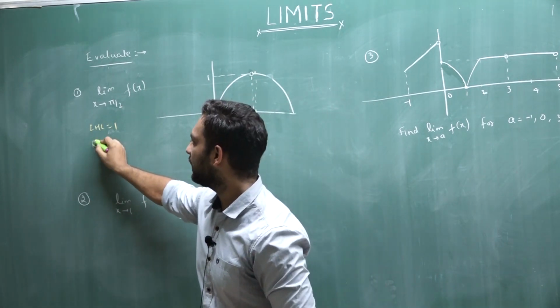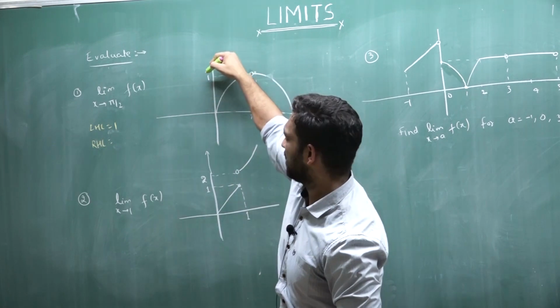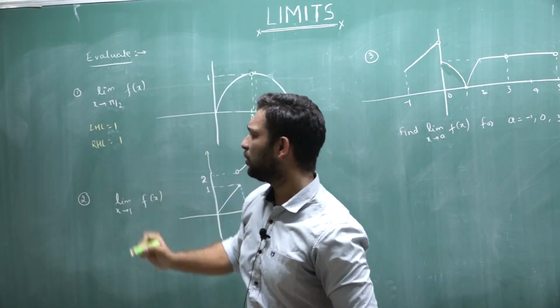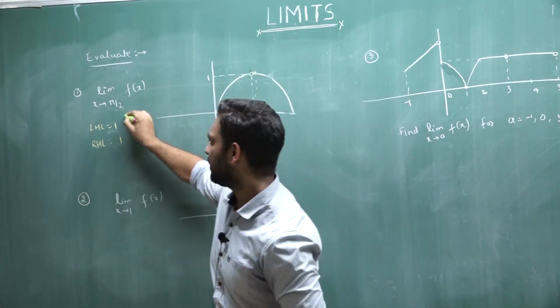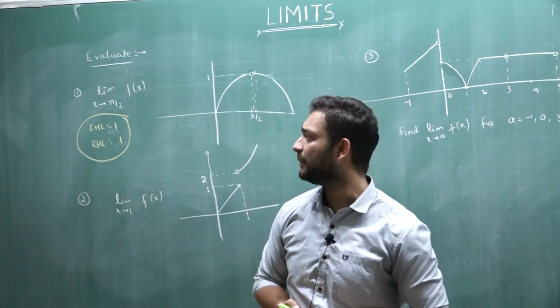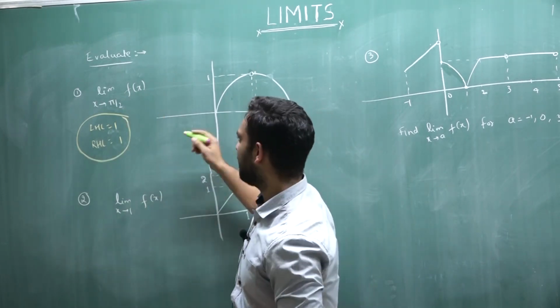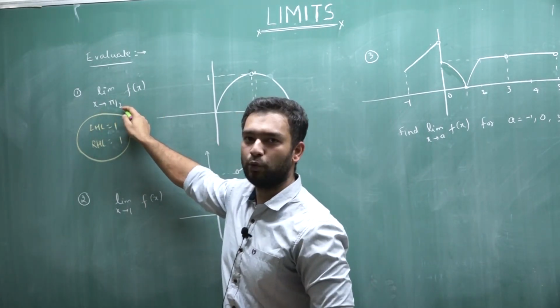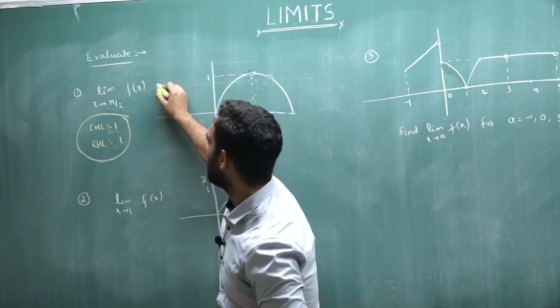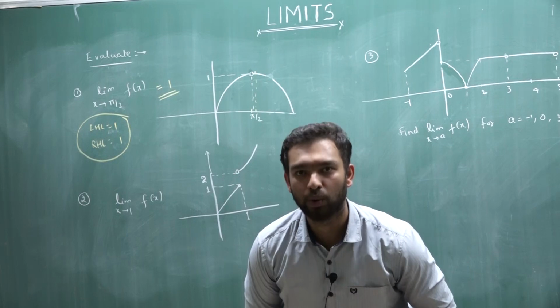This value will not be exactly 1, somewhat less than 1, but we can say it is approximately equal to 1. So in the first function, you are getting left hand limit equal to right hand limit equal to 1, which is also a finite value. So you can say that the value of the limit as x tends to pi by 2 will be 1. Limit exists and is equal to 1.